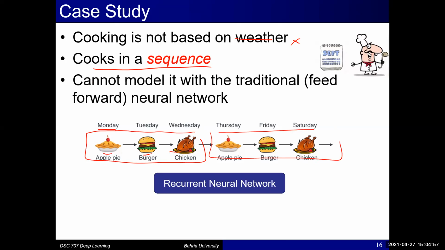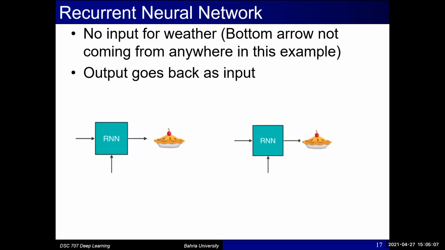Now, since we have sequential data, we cannot use a conventional feed-forward network. Now we'll have to design a recurrent neural network. So what is it? Let's keep it a black box. I'm not opening this box for the time being. What is important is that suppose on Monday this dish was cooked, which was an apple pie. Just ignore this arrow for the time being. We're not talking about this arrow.